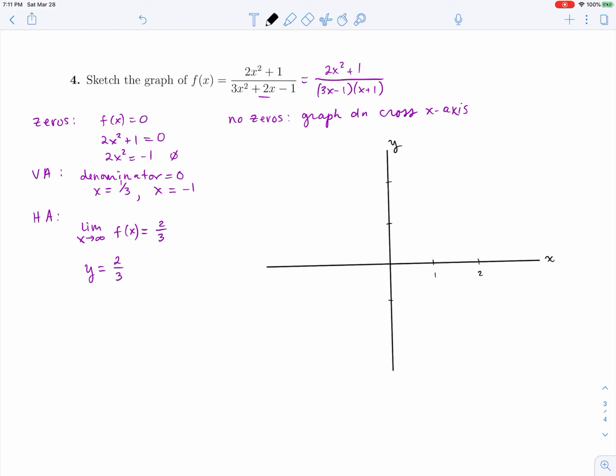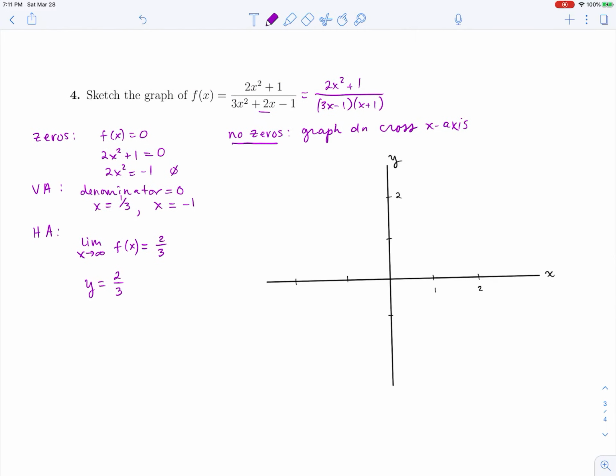My numbers are small, so I'm going to scale accordingly. So no zeros. We have to remember that means we don't cross the x-axis when we're putting down our graph. Vertical asymptotes: x equals positive 1/3, that's about here, and then x equals negative 1 is here. And then our horizontal asymptote at 2/3 is about here.